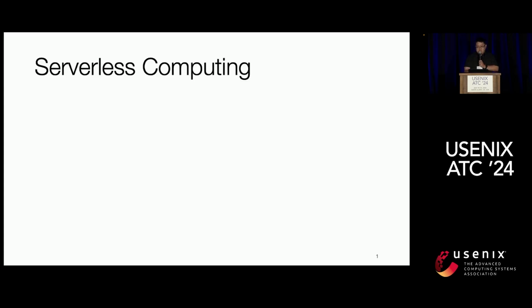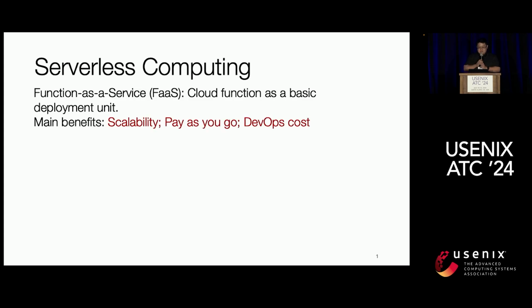So firstly, let me introduce service computing. Service computing enables a new way of building and scaling applications by allowing users to write fine-grained functions. It introduces a new execution model, Function as a Service (FaaS), which uses the functions as the basic deployment unit.